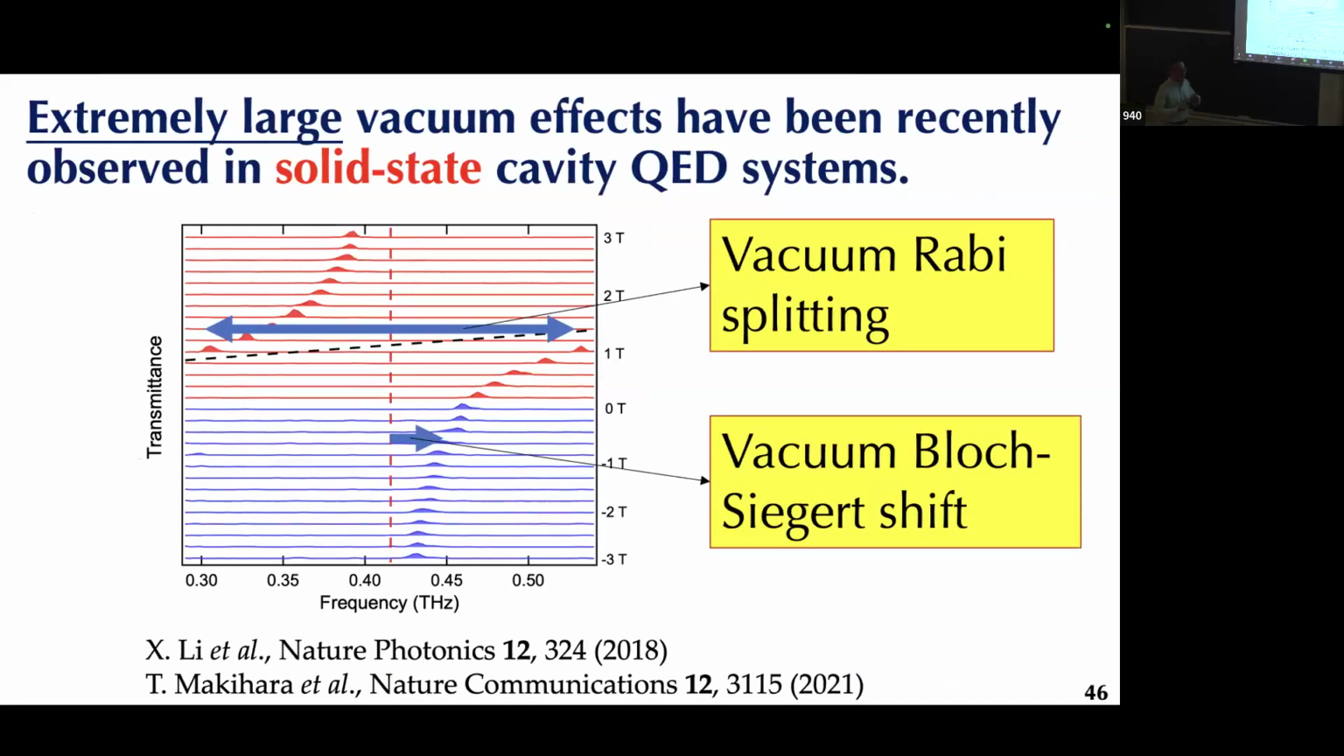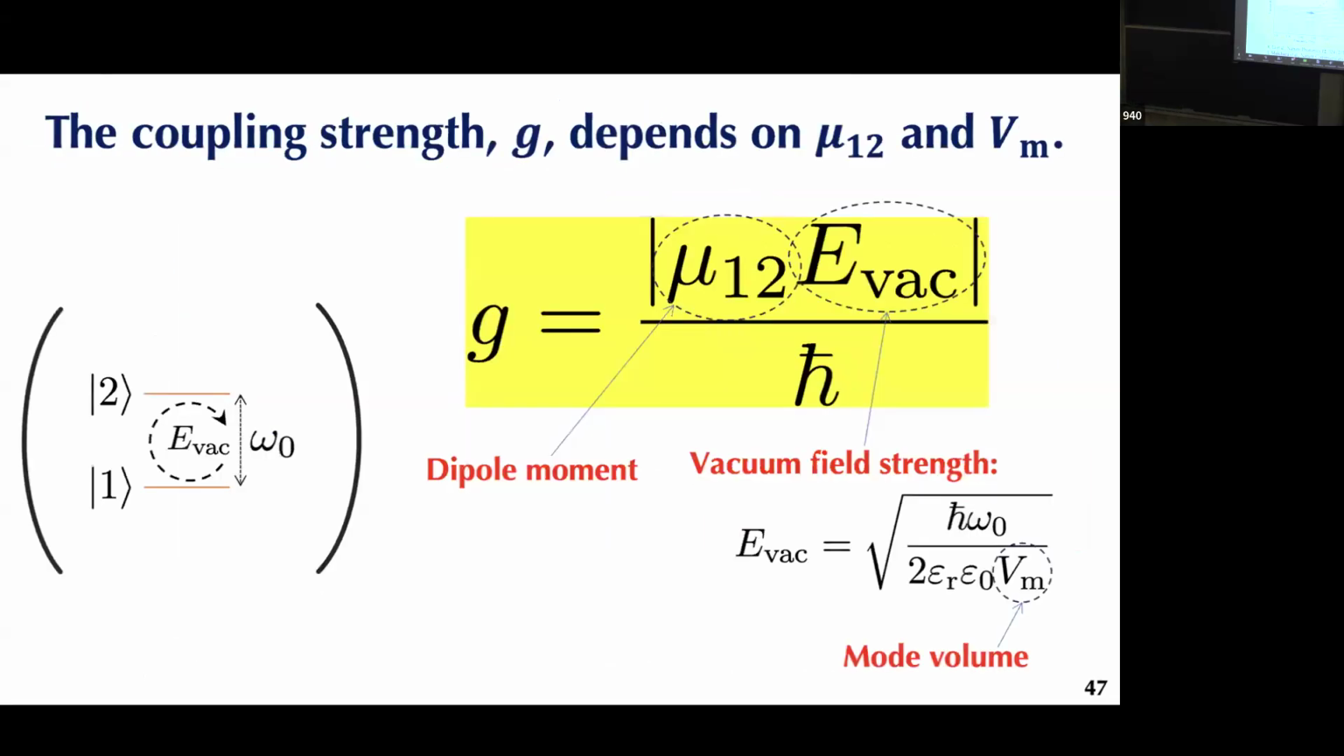So my group is an experimental group, and we are studying ultrastrong coupling phenomena in materials. And we have been seeing very obvious, very large vacuum effects, such as huge vacuum Rabi splittings on the order of the resonance, and the vacuum Bloch-Siegert shift, which tells us that the rotating wave approximation is broken.